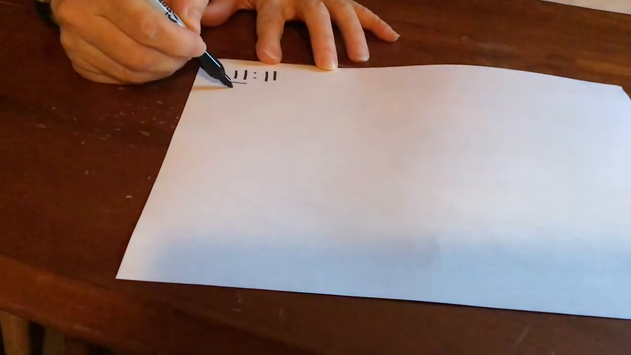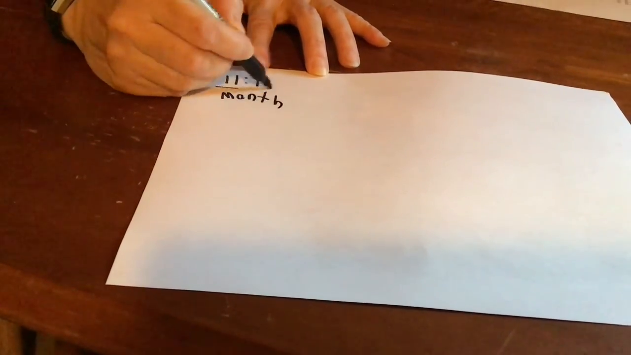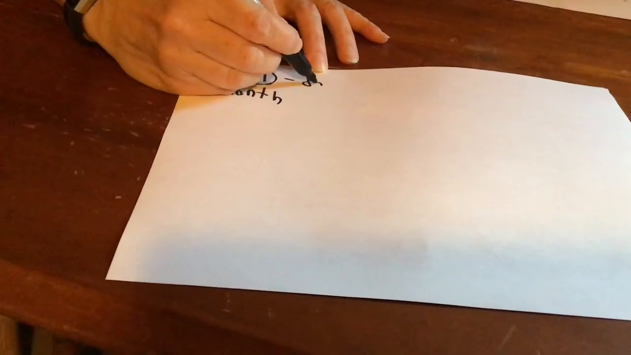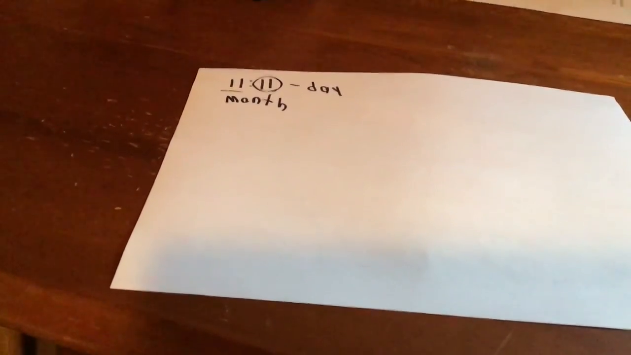So what about you do that with your birthday? The first number will be the month, and the second number is the day. So just figure that out. What would your birthday be? Let's say your birthday was March 5th. Let's count up to March.